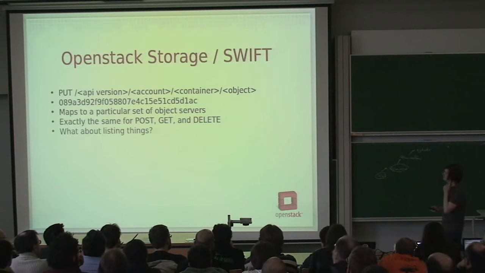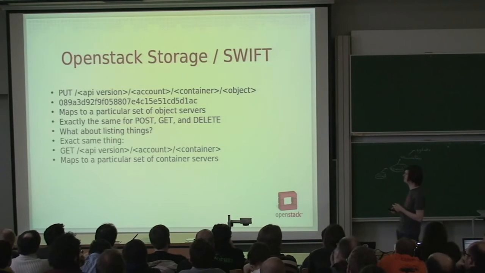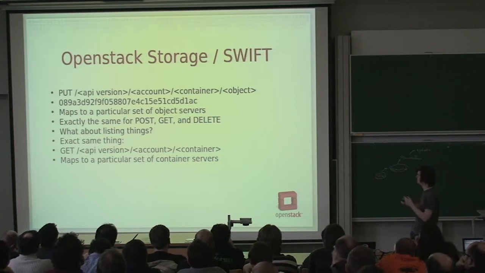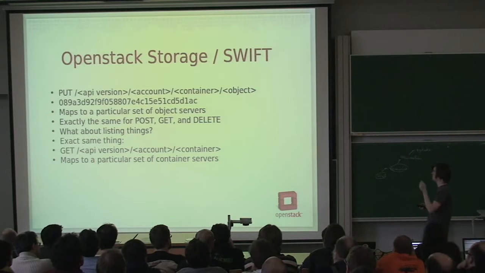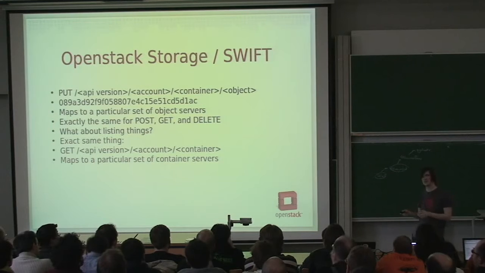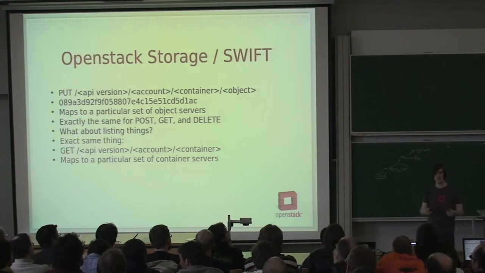So when you want to find which objects you have in your container, you do a GET. The API version is not that important. Account name, that's Soren. Container, that's where's. And what happens is that it takes these two elements, applies the same logic, takes the MD5 sum, and that maps uniquely to 3 container servers.